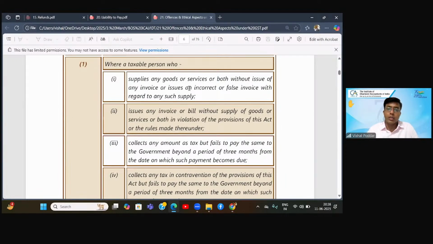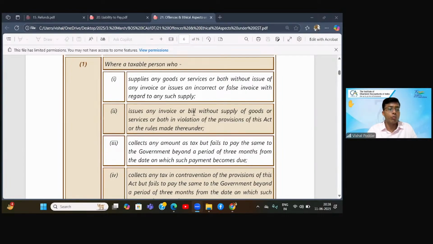Please be clear. In the same point, the second offense which is given is issues an incorrect invoice or false invoice. So you have issued an invoice, one, which is incorrect. Incorrect, why? Because you have taken wrong amount, you have taken wrong rate, etc. Or you have given a false invoice. Now, what is a false invoice? A false invoice is an invoice which is actually not allowed in the law because there was no supply happening.